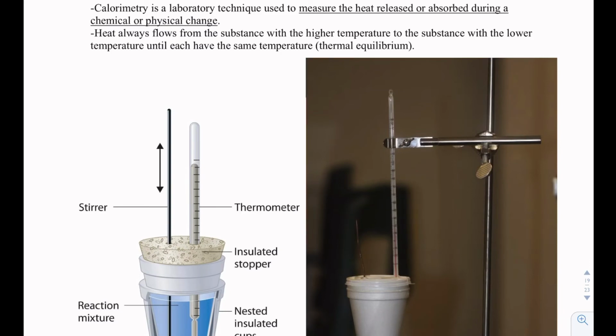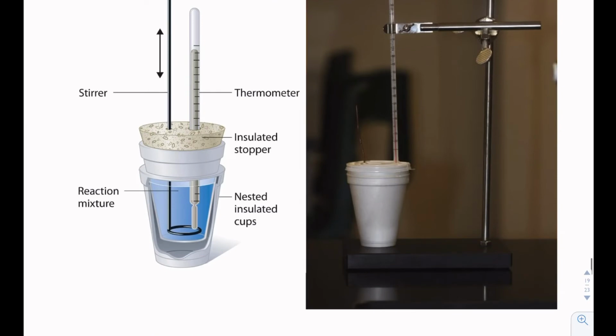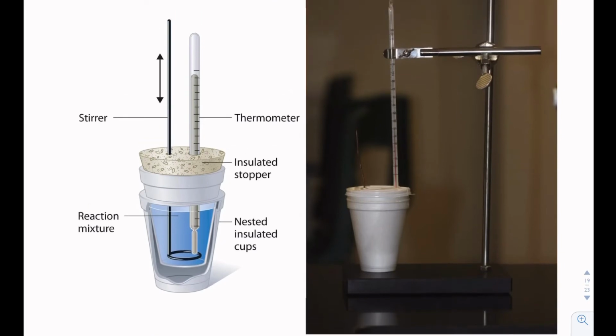Calorimetry, which is something we will do in lab, is a technique that we use to measure the heat gained or lost during a chemical or physical change. Our setup will look like this. I don't need you to understand it right now because when we do this in lab, it'll make sense. We typically have styrofoam, which seems very not scientific for a lot of people, but styrofoam is a great insulator.